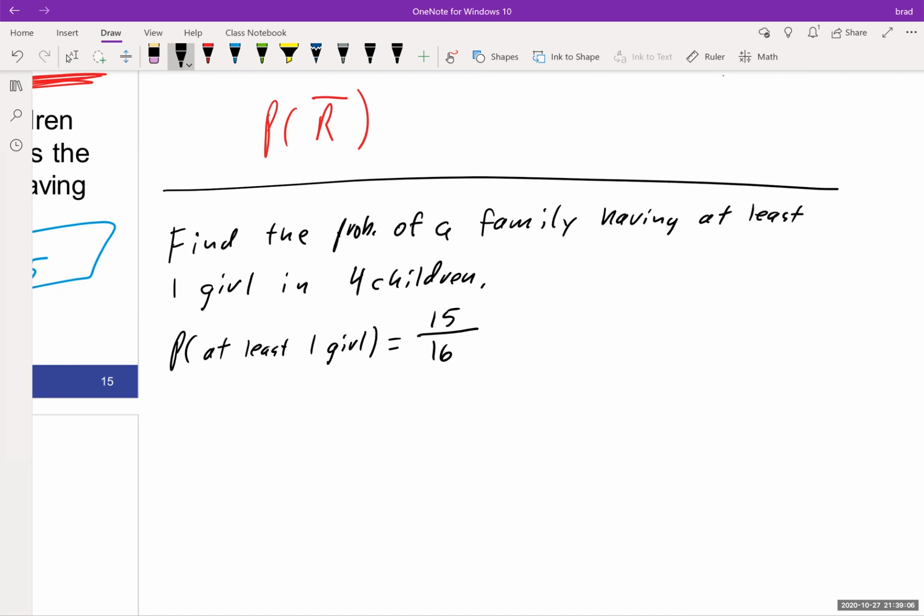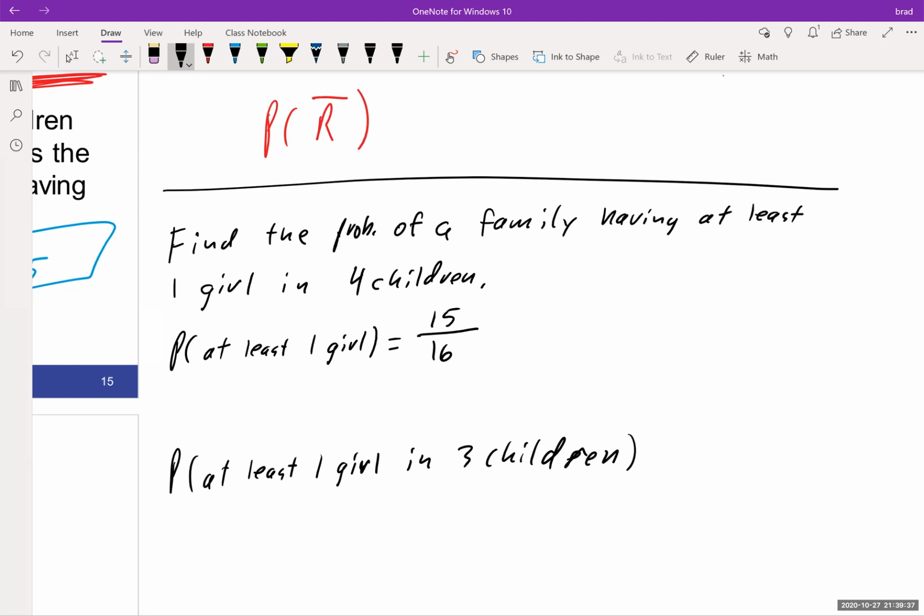But that's because we had that table, we had that chart that told us everything. What if we didn't have that, right? What if I said probability of at least one girl in 3 children. And so now we can't use the chart because that one was for 4. So what we're going to do is we're going to use this idea of not, okay? So now what's the only situation that does not have a girl in it?